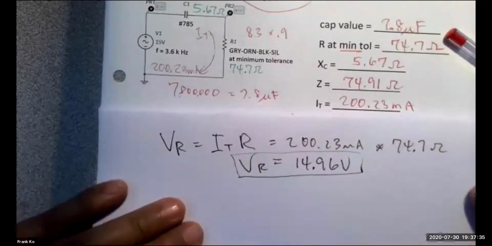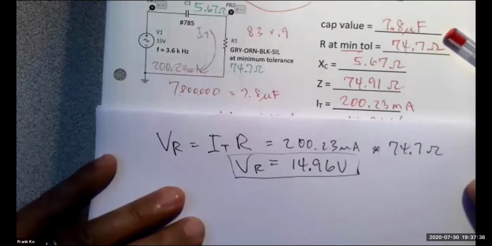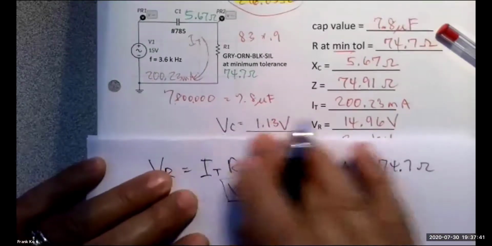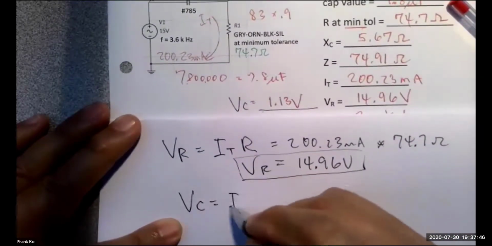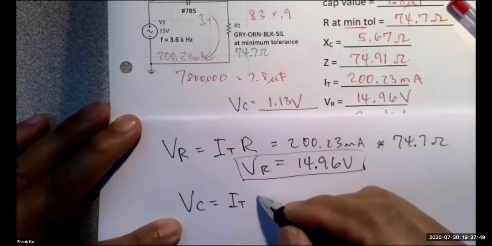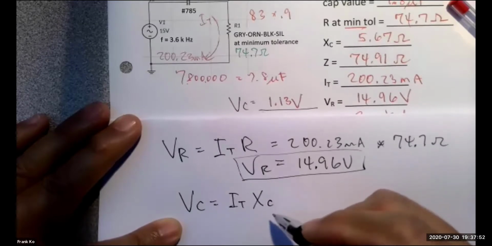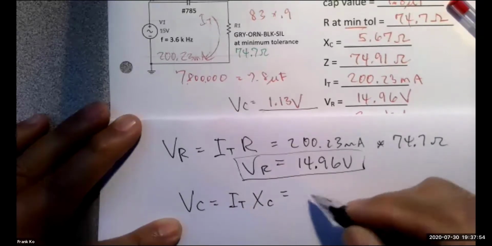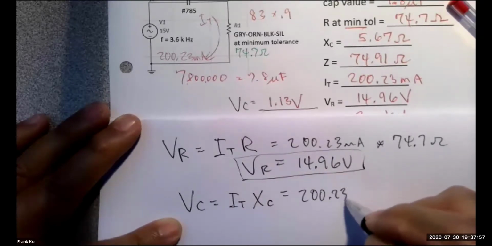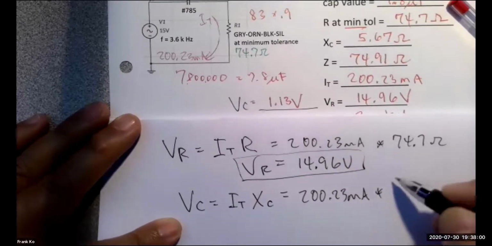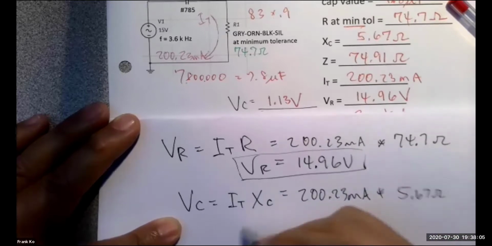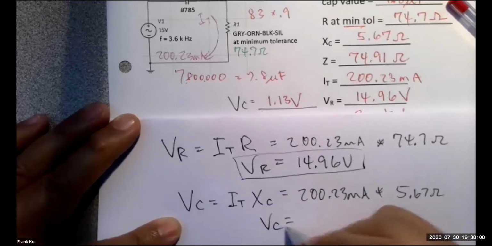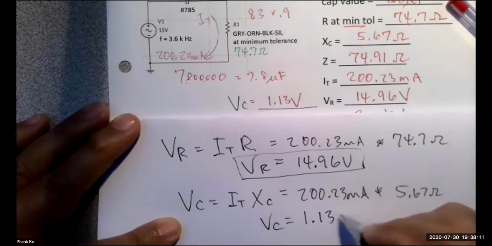So now I have a voltage across the resistor that I should be fairly confident with. I didn't ask you for a VC, but you should be able to calculate a VC as well. So VC is equal to I total times what, C? No, times X sub C. I times ohms. So this is equal to 223 milliamps. We're going to multiply this by a little tiny 5.67 ohms. And when you go to do this, this will calculate your VC as being 1.13 volts.